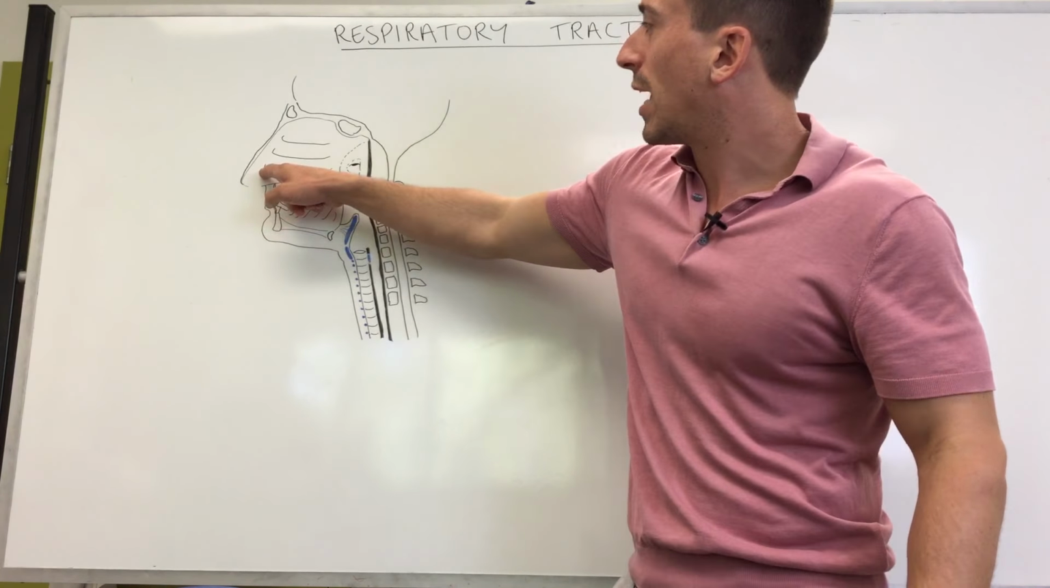Okay, the air that's come in that we've just inspired is warmed up, filtered, humidified, so forth. It's going to come back through to the pharynx. Okay, now the pharynx is basically the back of the throat, and there's three parts of the pharynx. You've got the nasopharynx, you've got the oropharynx, and you've got the laryngopharynx.